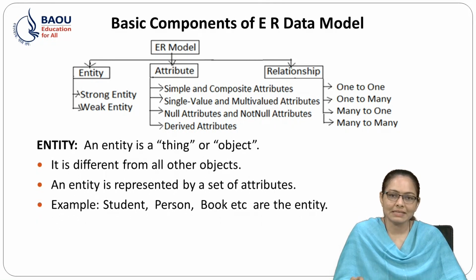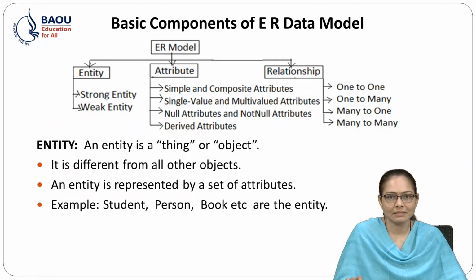Now, what is an entity? Entity is a particular thing or an object. Individually, it is called an entity. It is different from other objects or entities. An entity is represented by a set of attributes. For example, student, person, book, etc. are entities. Entity means a single object, not more than that. For example, a single student is an entity. A single person, a single book is called an entity.